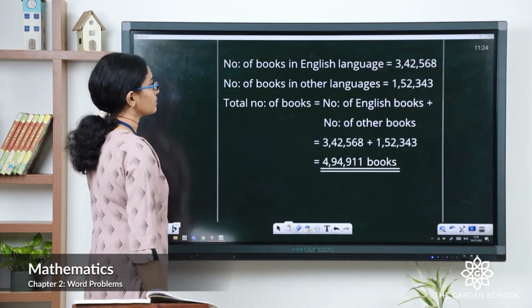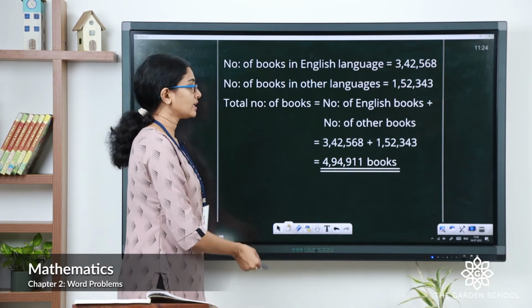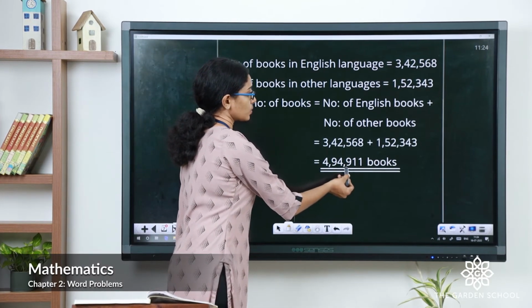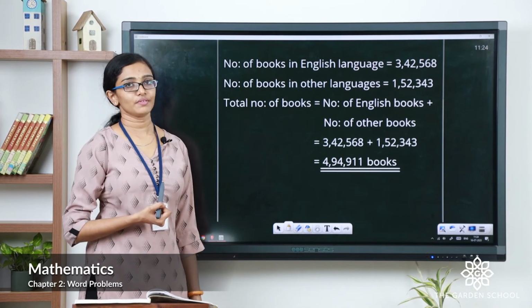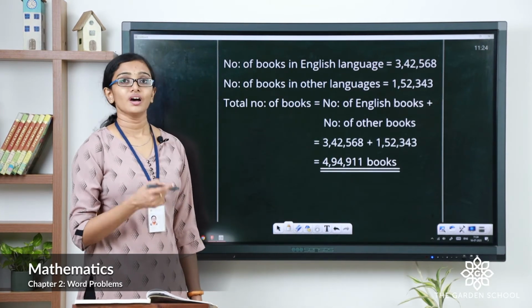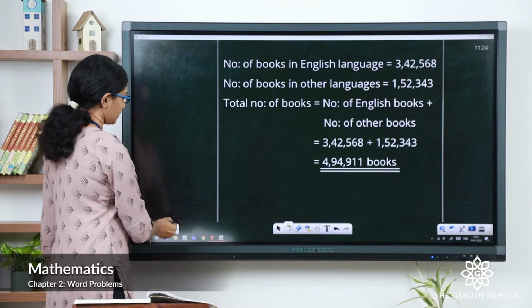So what is the total number of books available in the book fair? It is 4,94,911 books. I hope this is clear to you. Now we'll see one more example.